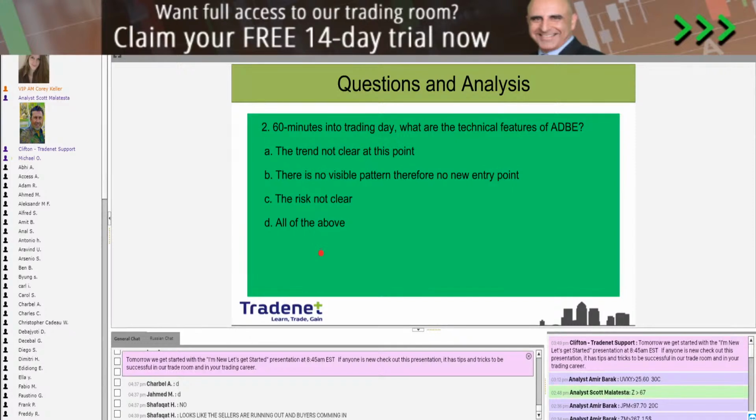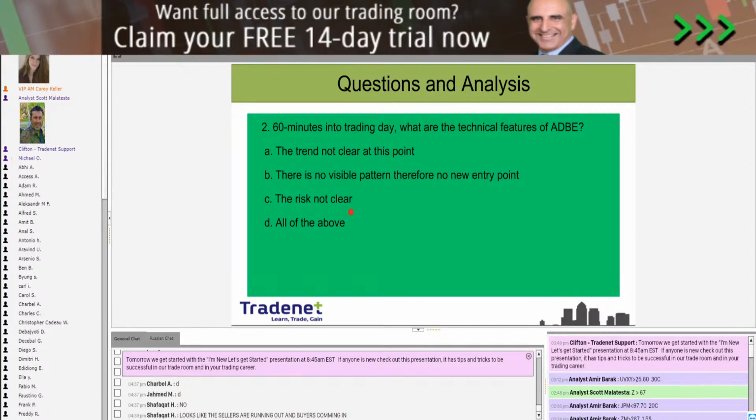Anyway, this is how we look after 60 minutes. So I agree with anybody here that says D, and the reason for that, the trend is not really clear anymore, and we don't have any technical feature. As much as we had a triangle breakout or triangle reversal early on, now we don't have anything. No pattern and no new entry points. The risk, of course, is not clear anymore because we don't have a clear entry point.